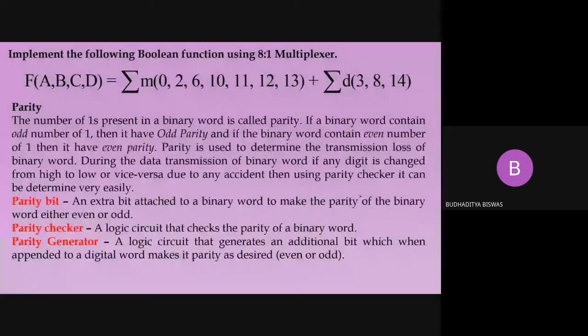Today we start with another thing which is called the parity. Now what is called the parity? According to the definition, the number of 1 present in a binary word is called the parity. Binary word means, suppose 1010, this group of 1010 is what's called the binary word. So the number of 1 present in a binary word is called the parity.